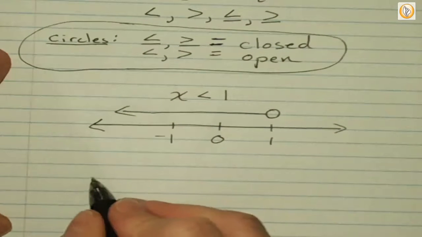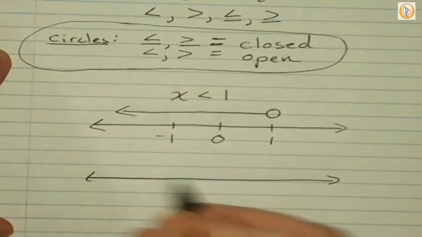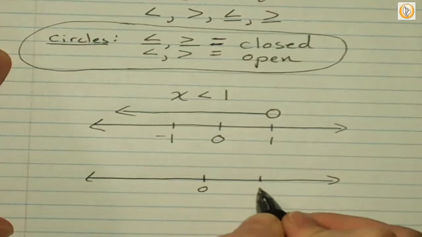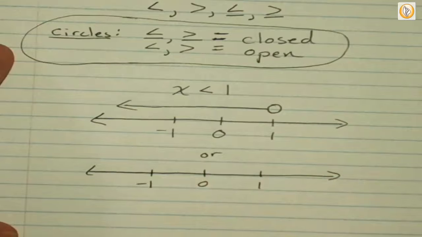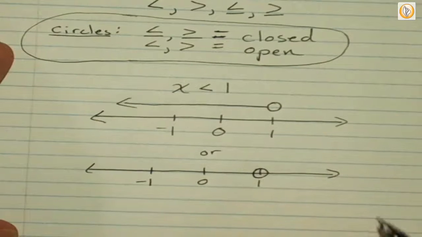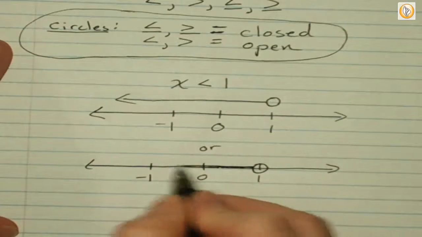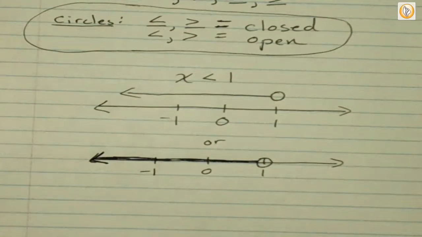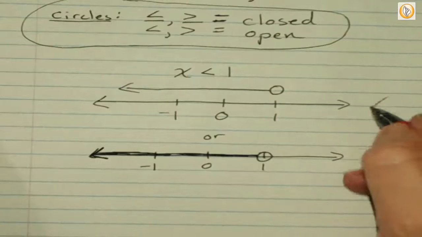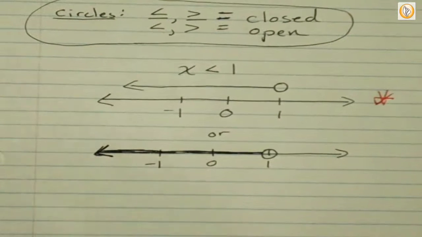In the past, teachers, when they teach number lines, would write it on the number line and then shade in the direction it goes. You can do either one, but it seems to be a preference in like 99% of my students to do it right above. It's easier to see. There's no mistaking whether it's an open or closed circle.